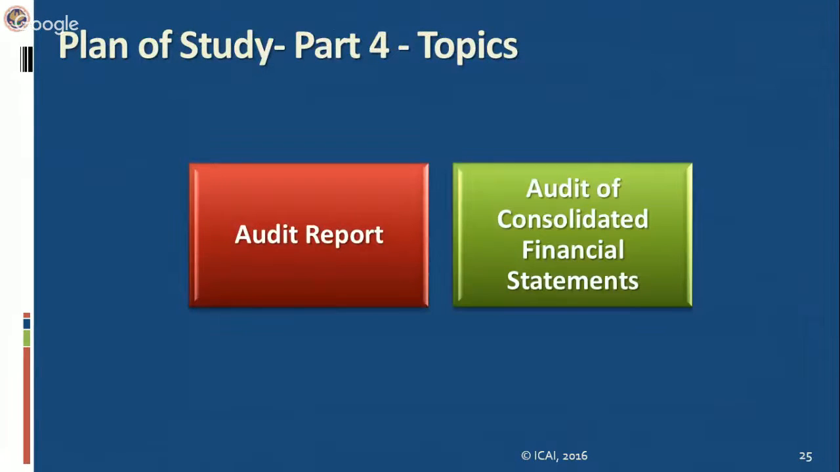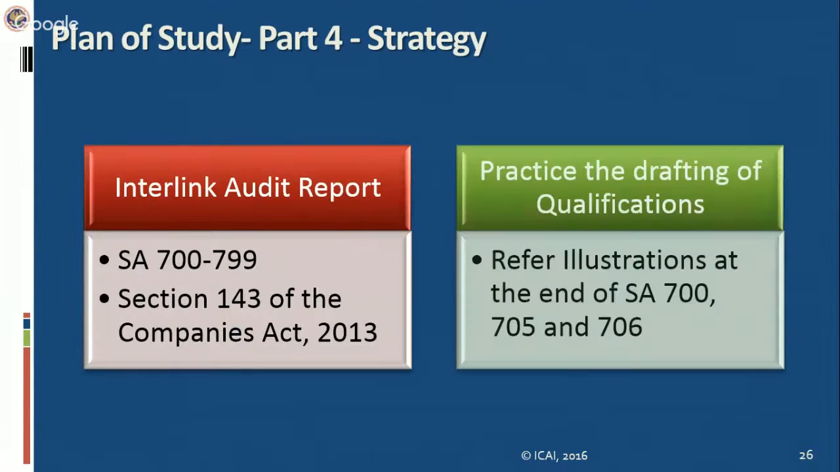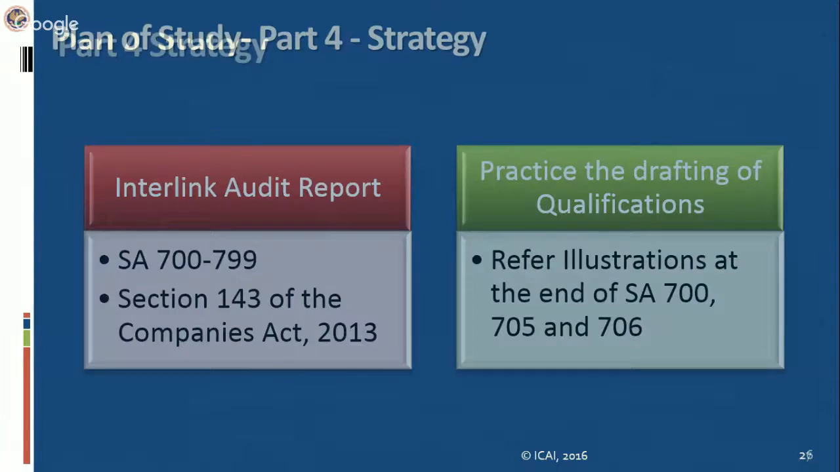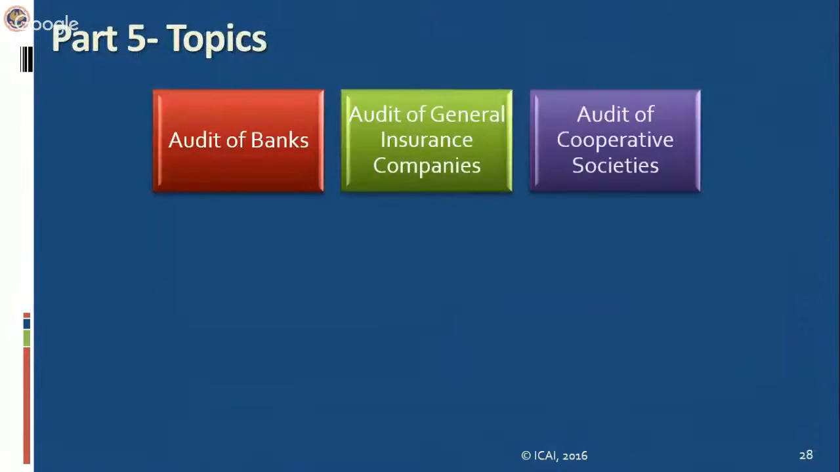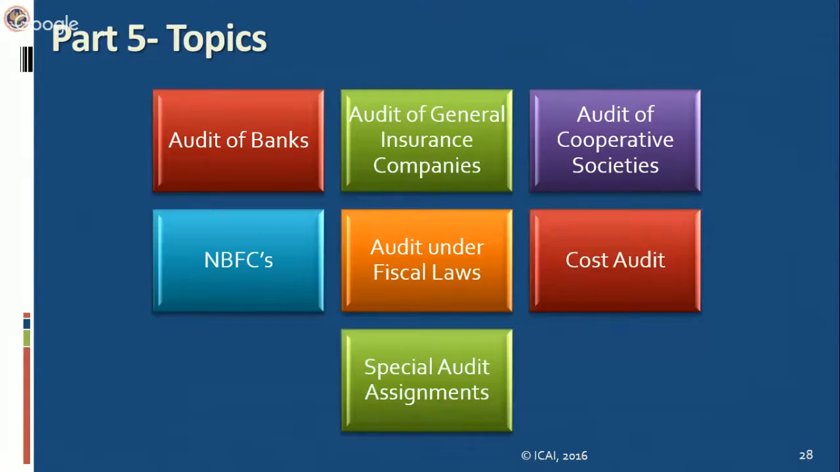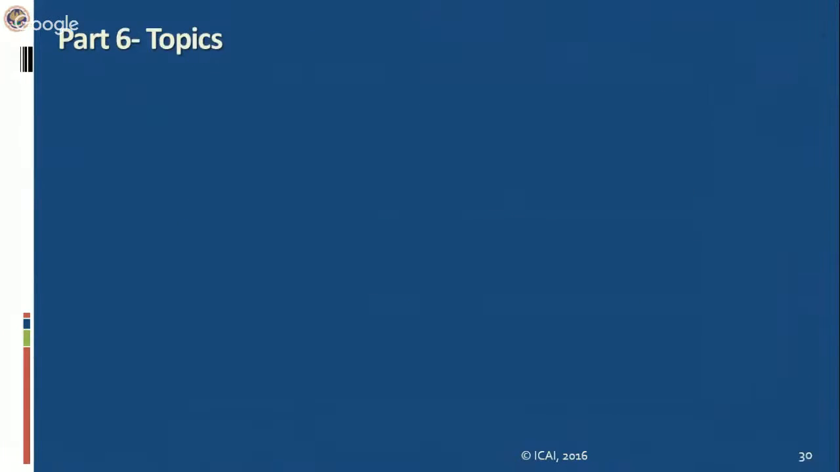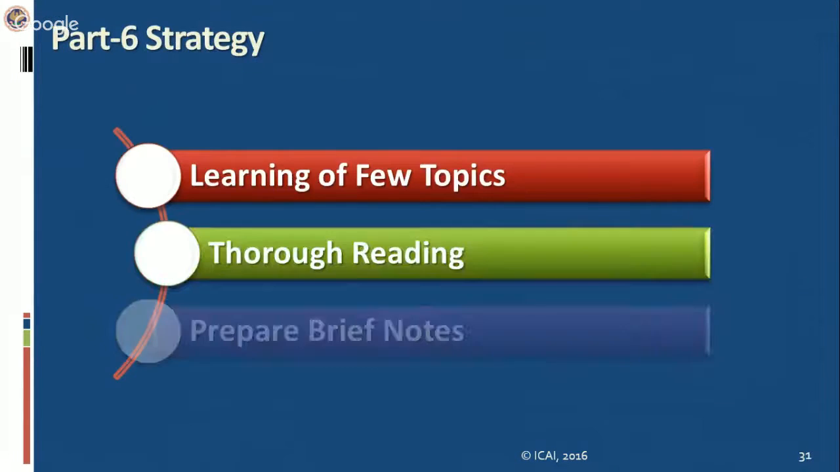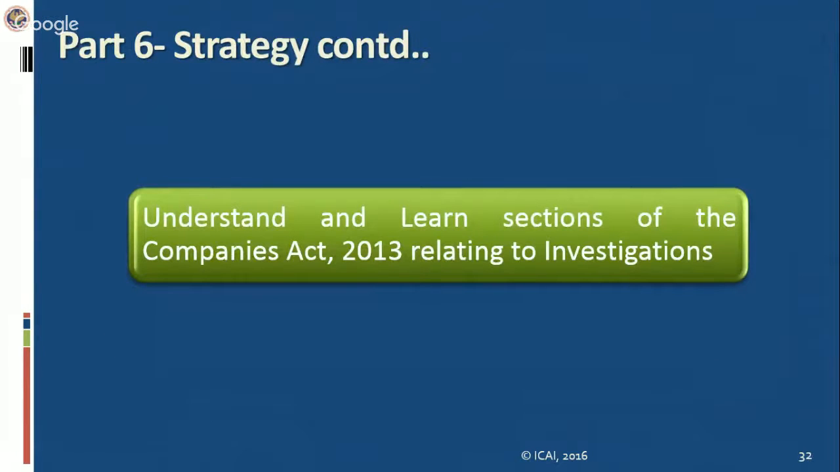Part 4, the audit report, CFS: you need to refer along with section 143 of the Companies Act and then the standard on auditing 700. Audit of banking, insurance, cooperative societies, NBFCs, fiscal law, cost audit, these are the special topics you need to refer. PSU, internal audit, peer review. I hope these strategies are already followed by the students, because this is not the time to plan for study, this is the time to revise what you have studied earlier.